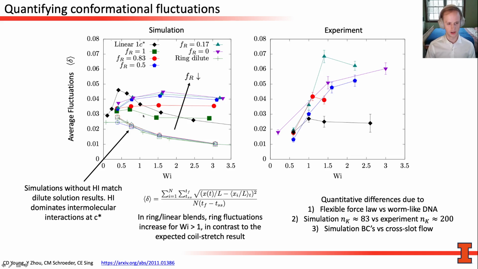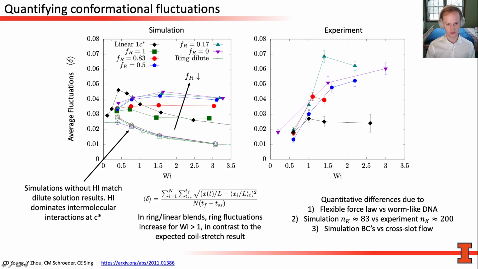And in the pure ring polymer solution case, again, qualitatively consistent results. The conformational fluctuations are lower just because of the closed loop constraint. But the interesting result here is that as we vary the blend composition from the pure ring case to a trace ring case in a linear background, these fluctuations are growing and they're no longer peaked at Weissenberg number 0.5. They're peaked at around 1.5 or 2, and then they're plateauing out for high Weissenberg numbers.